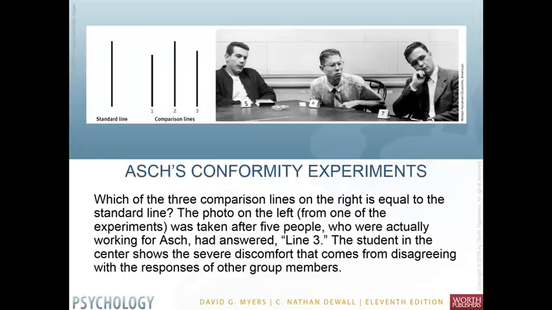Of those 12 trials, 75% of those subjects, not the Confederates, but the person that was actually not in on it, went along and conformed with the group at least once. Now, 25% of them never conformed, but 75% of them actually conformed at least once. And it was really interesting because Asch wondered, why is it that people will give the wrong answer even though they know it's the wrong answer?